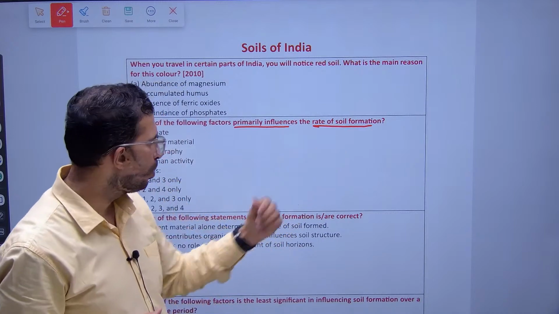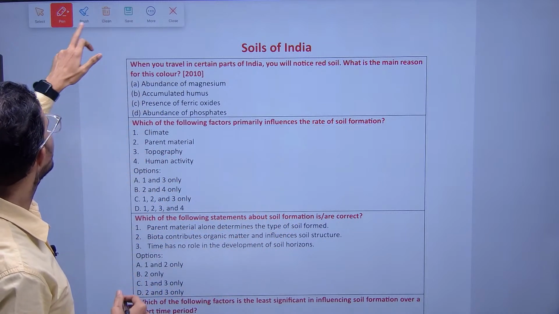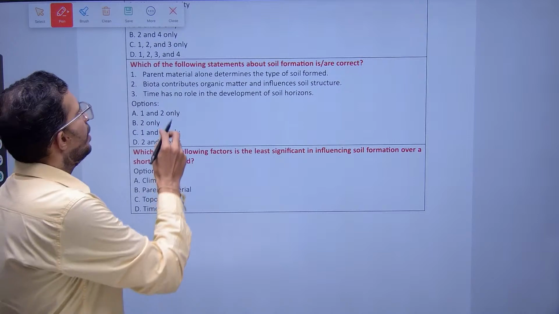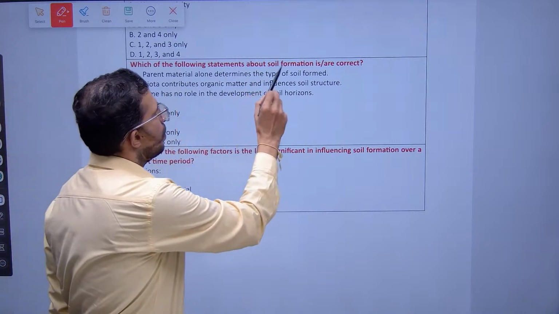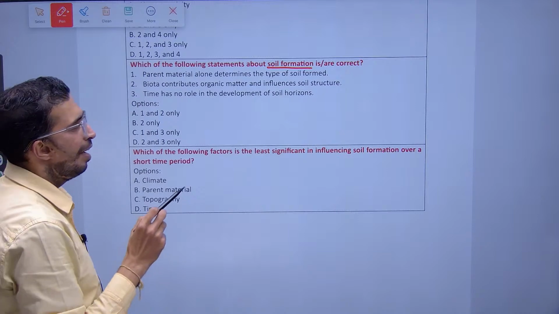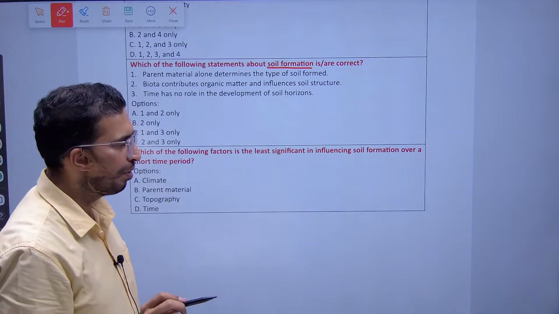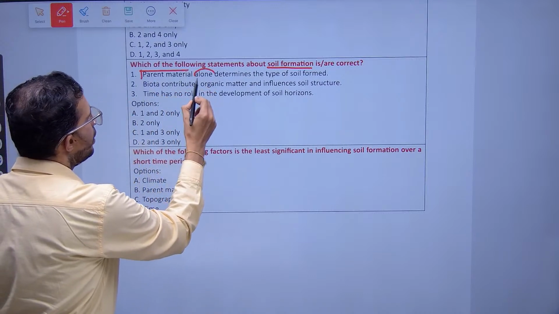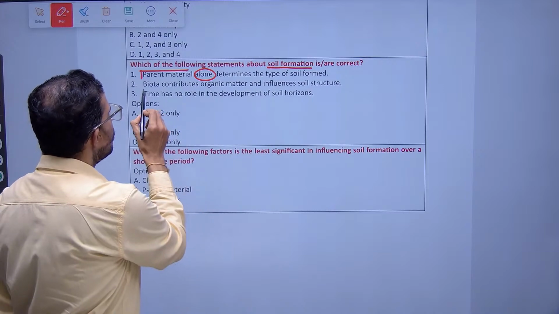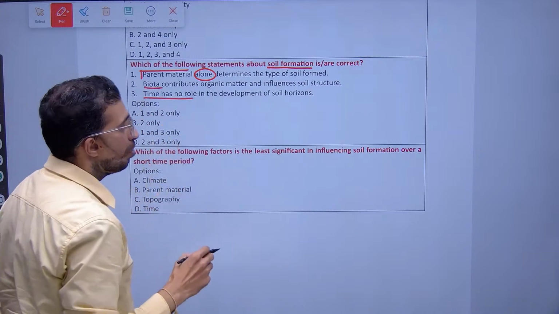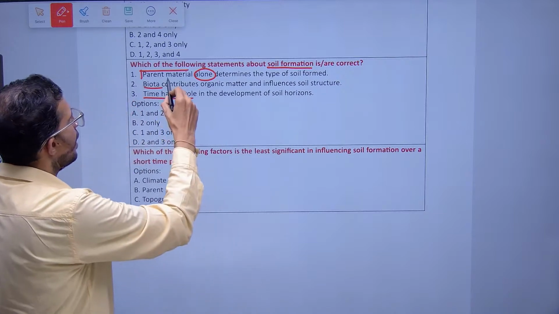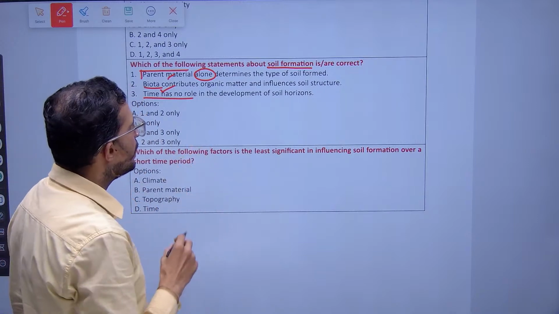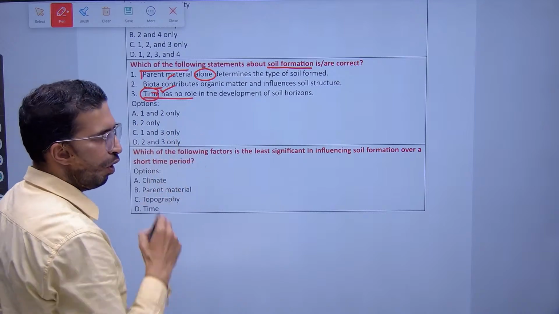This is a very, very important topic. Then again, the next question, the following statements about the soil formation. Again, they are asking the factors responsible for the soil formation. Let's read just the statements. Parent material alone determines the type of soil form, or biota contributes, or time has no role. So they have given the three factors, that is the parent material, then the biota or the living material, and the time factor. So they have given the option.